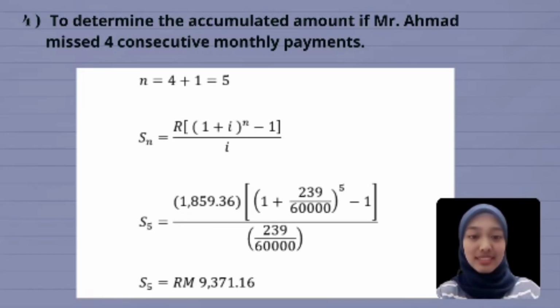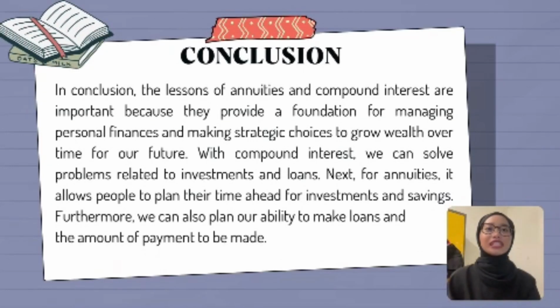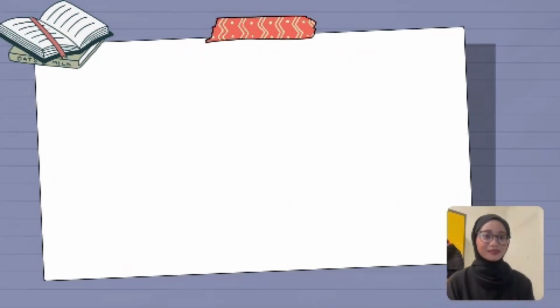9,371 ringgit 16 cents. In conclusion, the lessons of annuities and compound interest are important because they provide a foundation for managing personal finances and making strategic choices to grow wealth over time for our future. With compound interest, we can solve problems related to investment and loans. Next, annuities allow people to plan ahead for investment and savings. Furthermore, we can also plan our ability to take a loan and the amount of payment to be made.